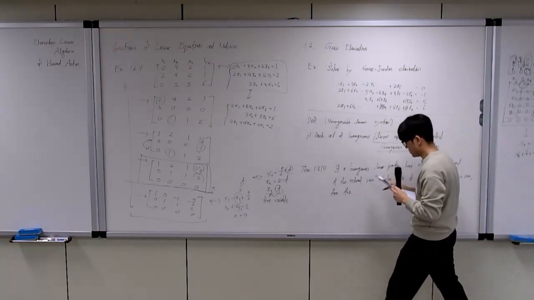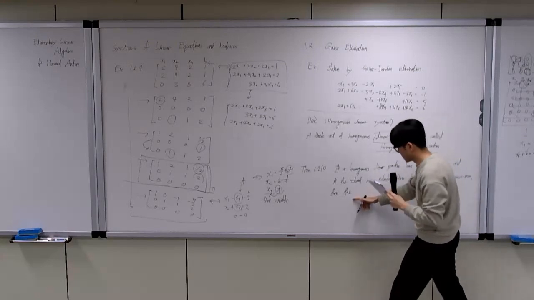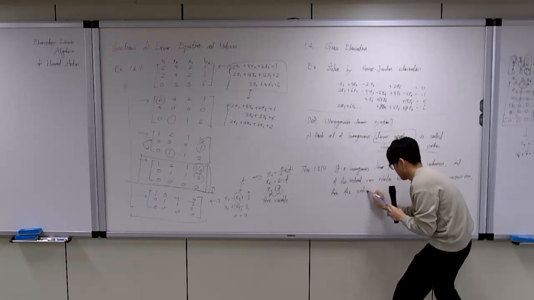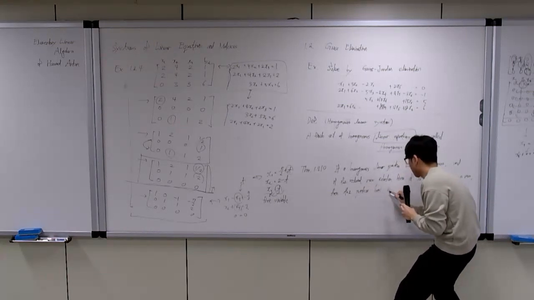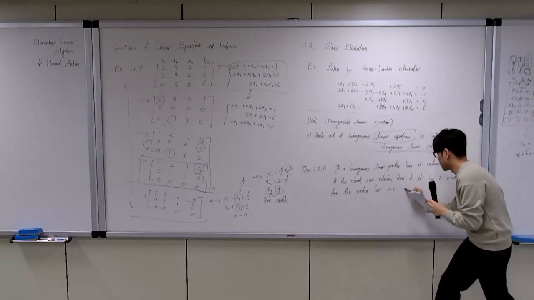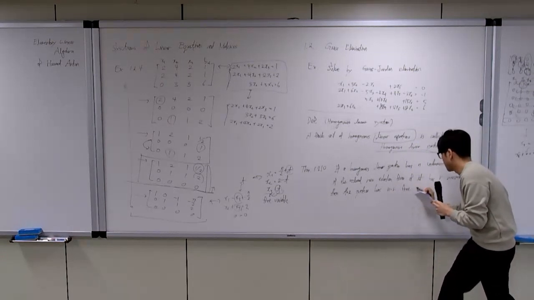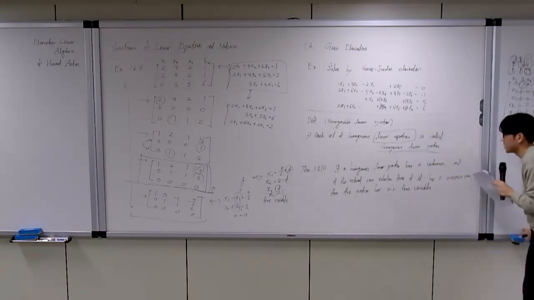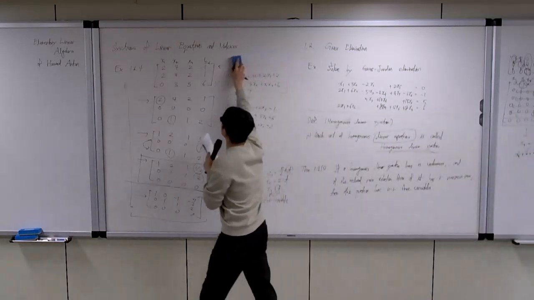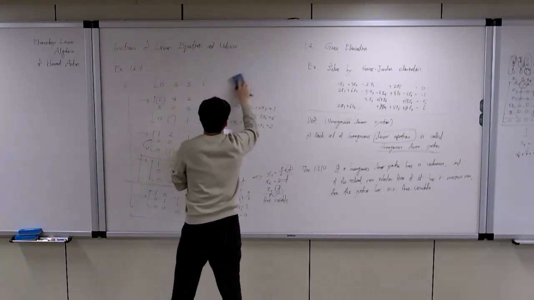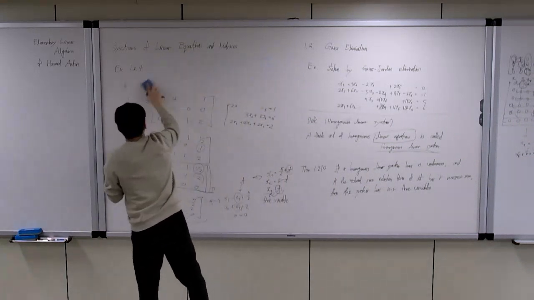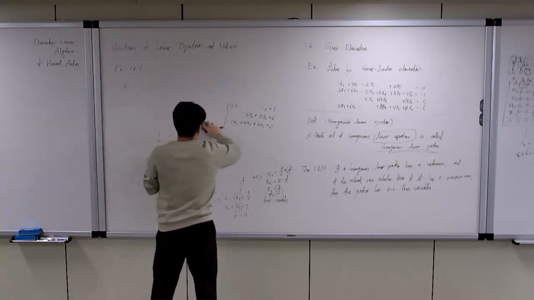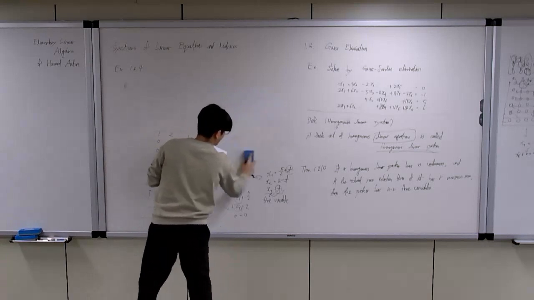So then the system has n minus r free variables. And it is not difficult to prove, and I think it might not even be called a proof.